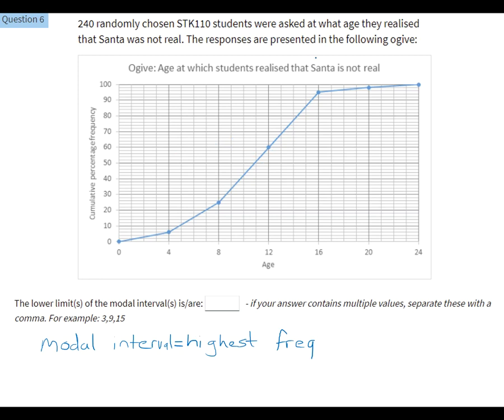So what we would have done is we would have said, well, let's have a look at this value. At this point, we have roughly 95% of our values. At this point, if we read that off, that's about 60%, which means that in this interval, we have 35% of our observations. So let's check this one as well. At this point, we are at about 25%, which means that, again, the difference between these two would be 35%. So we do indeed have two modes or two modal intervals. So here, the lower limits for these modal intervals would have been 8 and 12. So that would have been your answer.